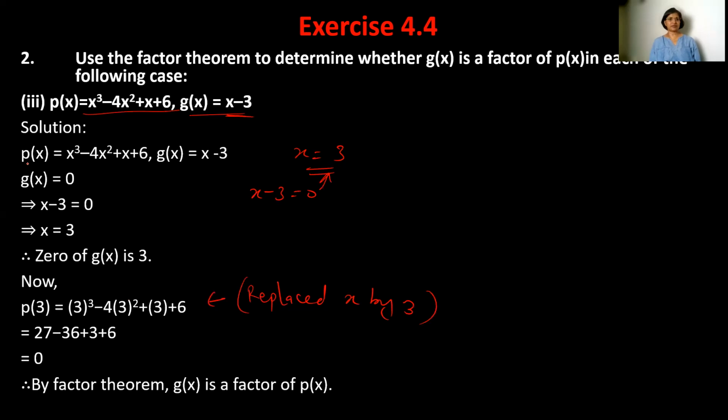In this equation, in p(x), x cube: 3 cube minus 4 into 3 square plus 3 plus 6. So 3 cube is 27. 3 3s are 9, 9 4s are 36. So minus 36 plus 3 plus 6. If we are adding 27 plus 9, we get 36 minus 36. It gives 0. So by factor theorem, g(x) is a factor of p(x).